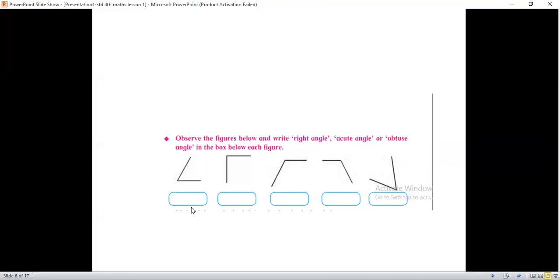Now this is an obtuse angle. This is again a right angle. This is again an obtuse angle. This is an acute angle because it is less than a right angle. So it is an acute angle. This is a right angle. This is an obtuse angle. Again this is an obtuse angle and this is an acute angle. So in this way children can write the names of these angles in the boxes provided.